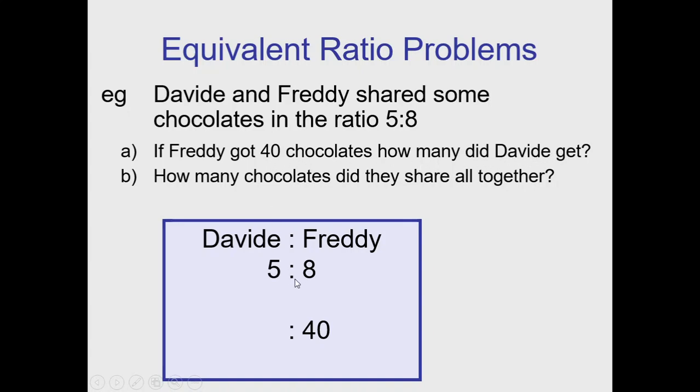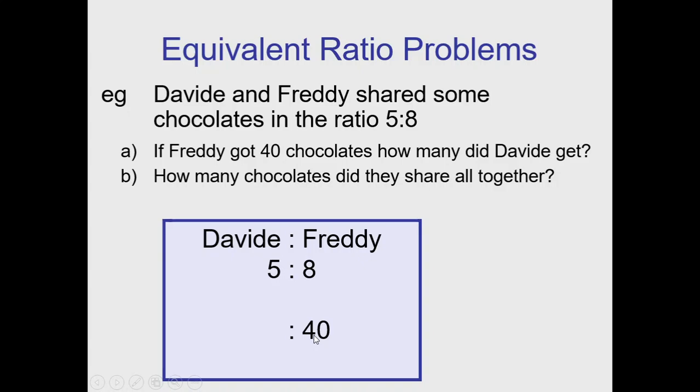Right? If Freddie only got 8, Davide got 5. But if Freddie got 40, Davide should get more as well. So the next question is, how much more? What is the scale factor? The scale factor is the number that we multiply by. So 8 multiplied by something gives me 40.